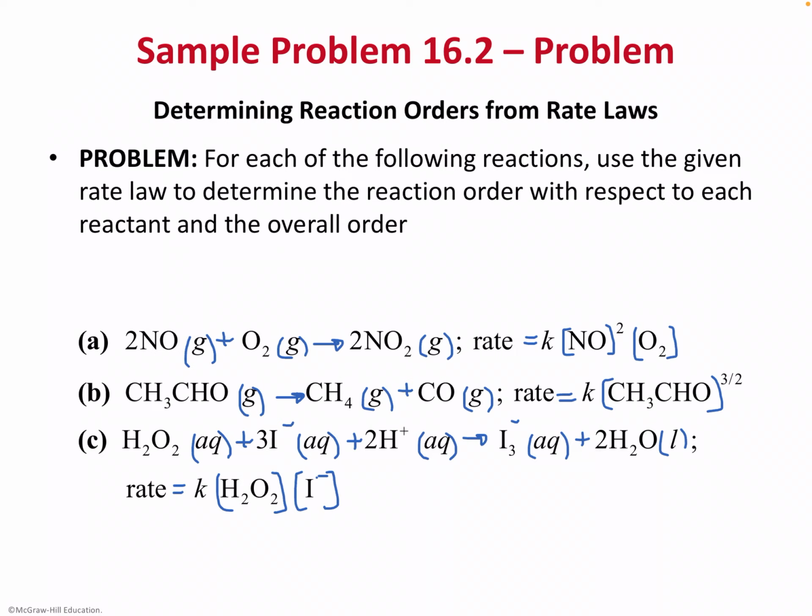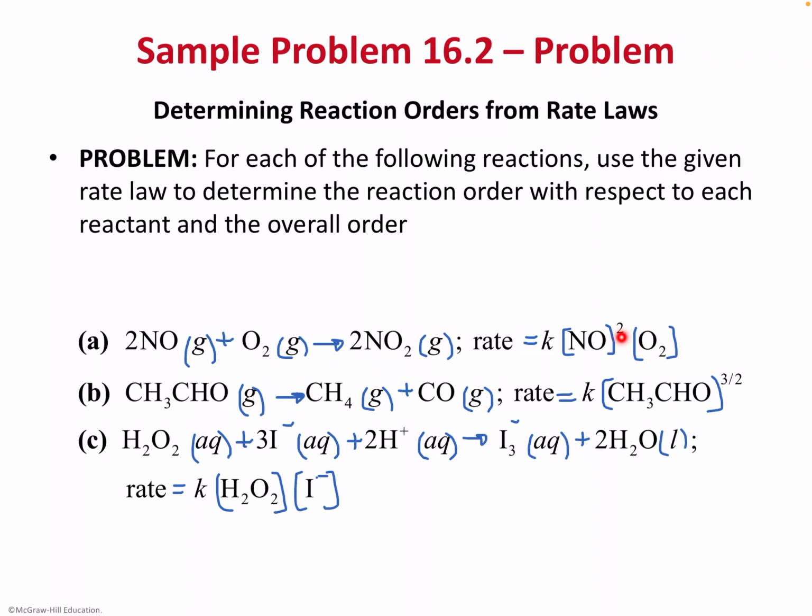Now we are given some examples and let's see how to calculate the reaction orders. For each of the following reactions, use the given rate law to determine the reaction order with respect to each reactant and overall order. Now, this is the reaction 2 nitrogen monoxide plus oxygen giving you 2 nitrogen dioxide. The rate law is given to us, with k as a rate constant, with respect to the two reactants NO and oxygen. What is the order with respect to nitrogen monoxide?